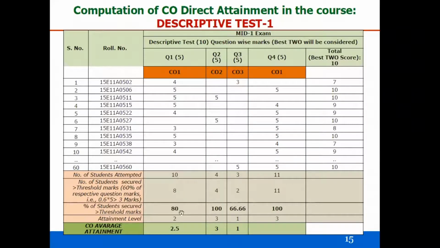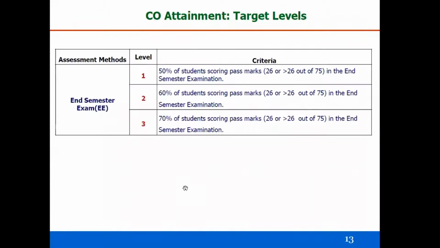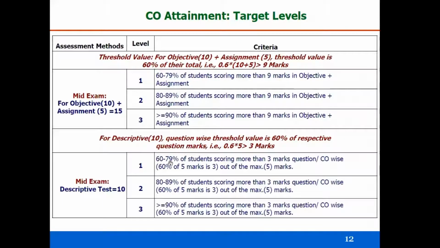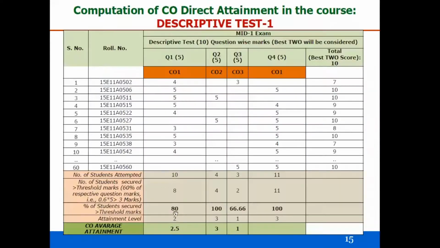Then how to calculate the percentage? It is the number of students who secured the threshold-satisfying marks divided by the total students who attempted this question. So 8 by 10 into 100, you will get 80%. Now with this 80%, you can go back and check the threshold level. Where 80% lies, here in the descriptive test, 80 to 89% of students scored more than 3 marks, so that attainment level is 2. From this table, you can take level 2, and here you can see level 2 is taken.